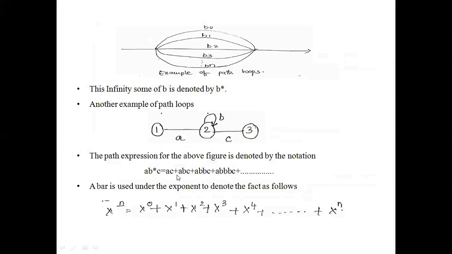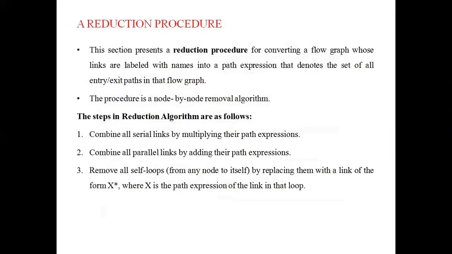This is nothing but AB star C equal to AC plus ABC. This is the representation of the path expressions. That is called the representation. You have directly mentioned it by seeing the flow graph. Okay, but now we will do it in procedure format by doing the reduction procedure.